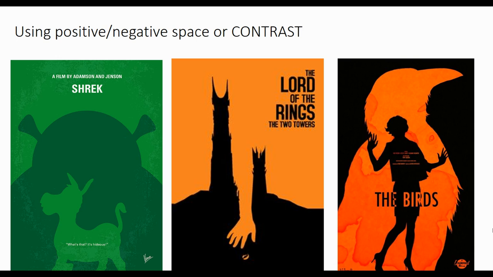Using positive and negative space to create contrast is a good way to create a strong design because it makes things stand out. It's very clear where the parts are. It makes the text very clear and readable. And it just makes a nice striking design that is really eye-catching.